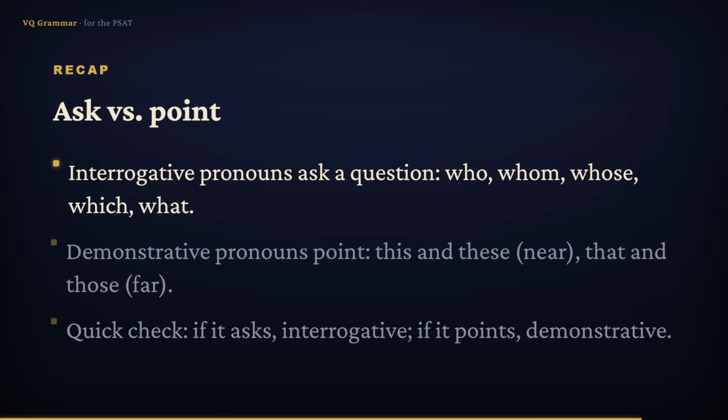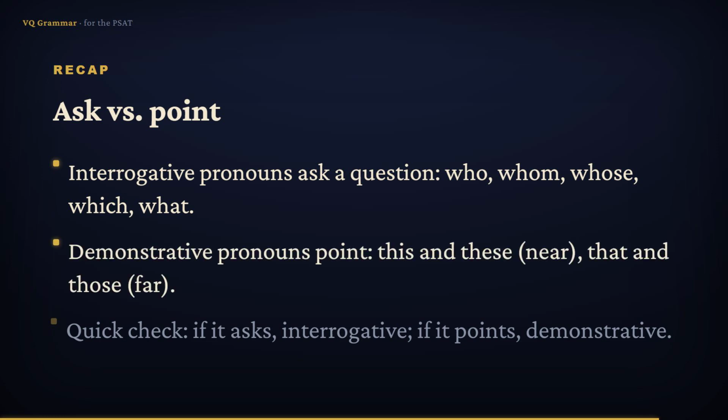Let's wrap up. Interrogative pronouns ask a question, and there are 5 of them. Who, whom, whose, which, and what. Demonstrative pronouns point something out. This and these for things near, that and those for things far away. With this and that singular, and these and those plural. And watch the trap. When these pointing words sit before a noun, they're adjectives, not pronouns.